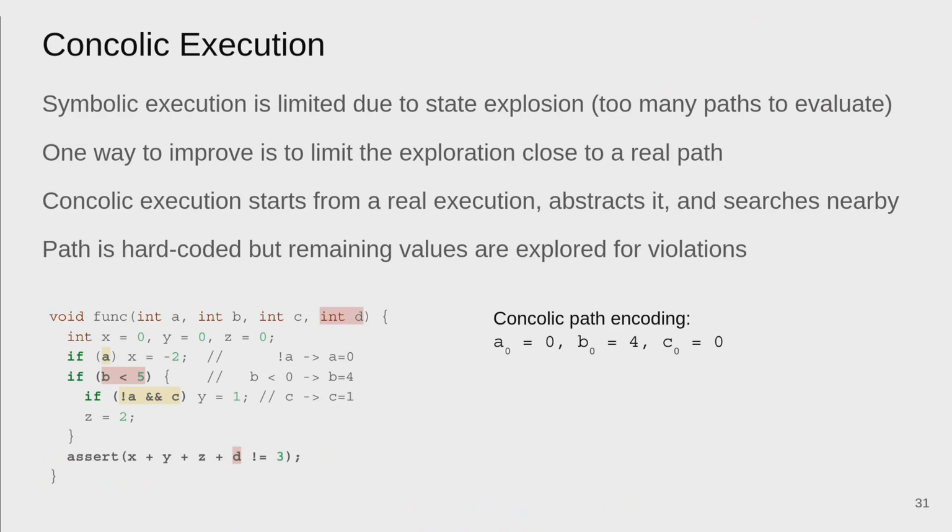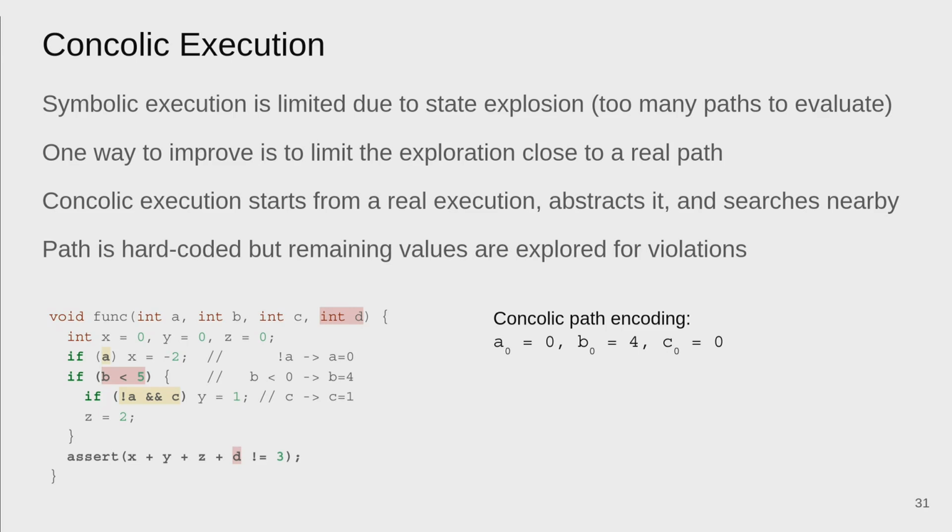So concolic execution is a form or a specialization of symbolic execution where we are just encoding the path constraints. Symbolic execution is limited due to state explosion. There are way too many paths to evaluate. So in concolic execution, we are fixing one given path. So we are fixing all the different values in the program that encode the path constraints. So we are encoding a given path.